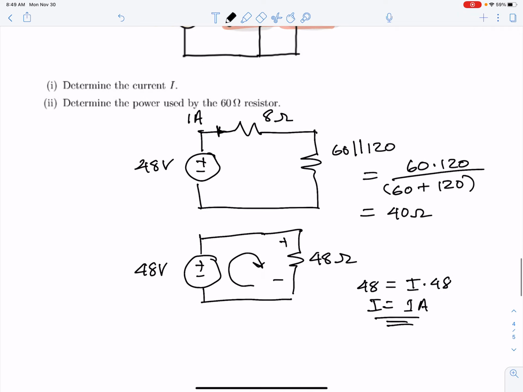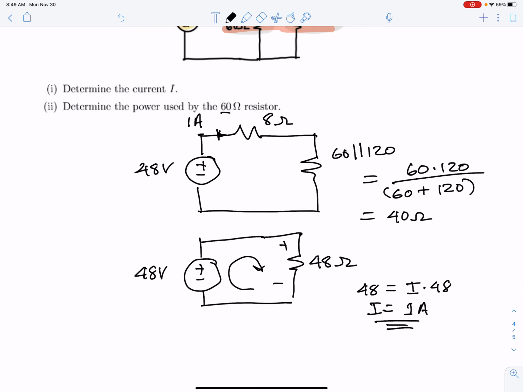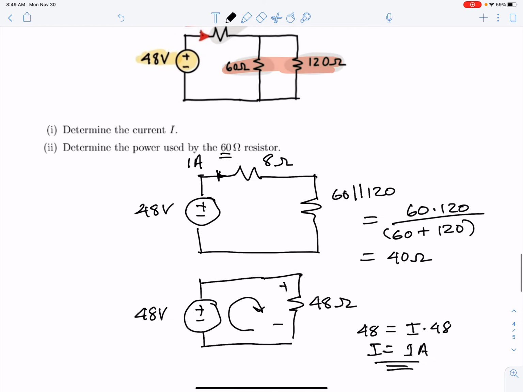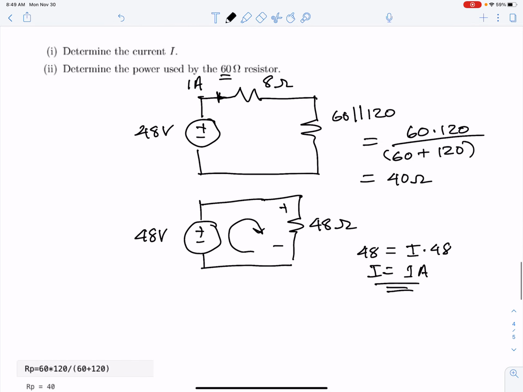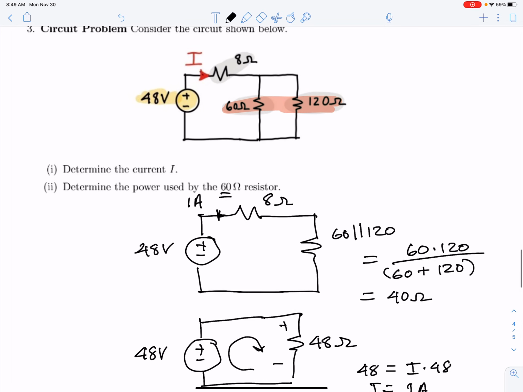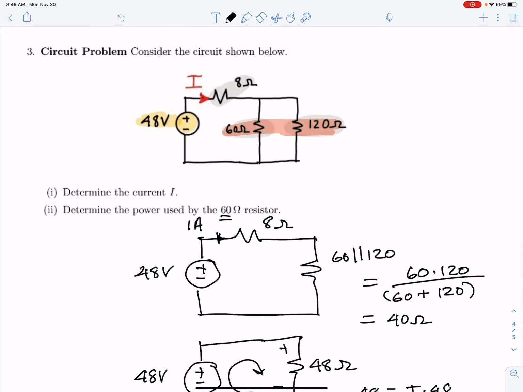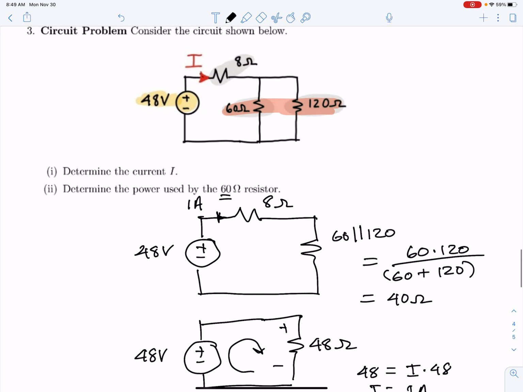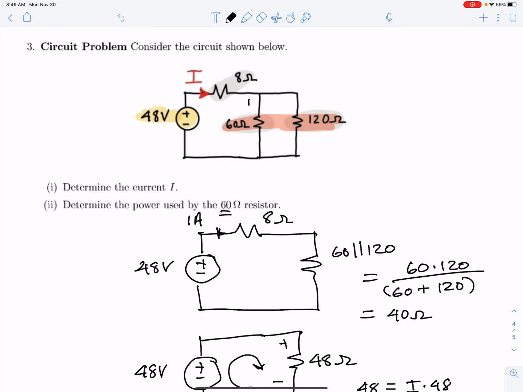The next thing I need to know is what is the power used by the 60 ohm resistor? Here's the idea. You can go back and use any equivalent circuit that you need to give you the voltage or the current or whatever through whatever element you'd like to answer the question. My strategy here is if I know the voltage across the 60 ohm resistor, I could solve the problem. Now it's not 48 volts because there's a drop across this 8 ohm resistor.